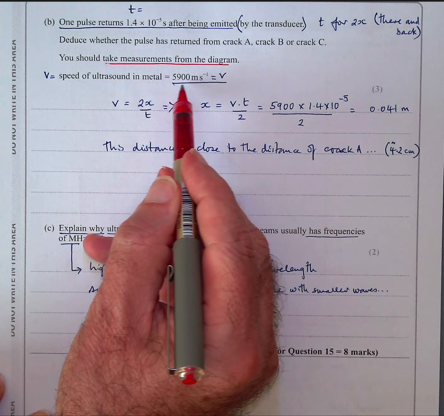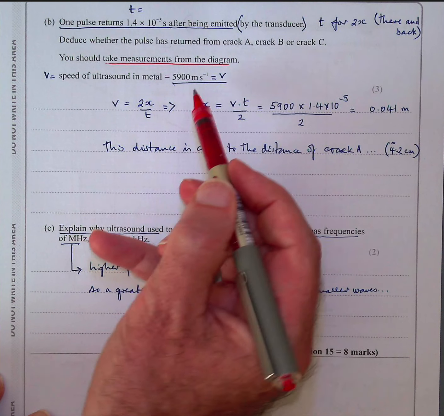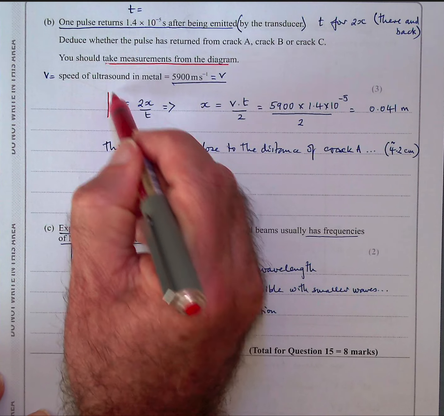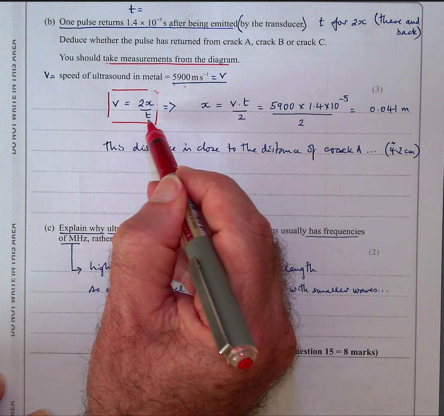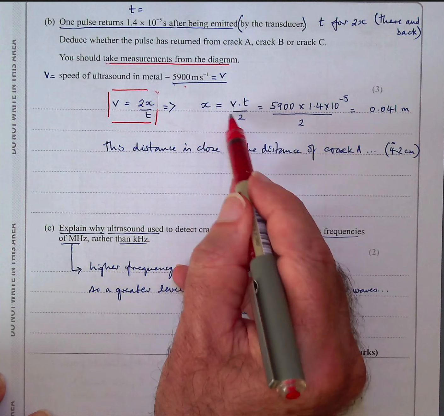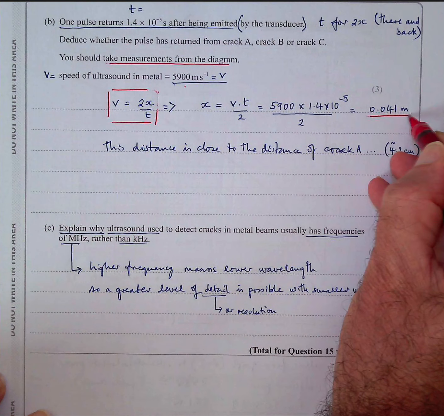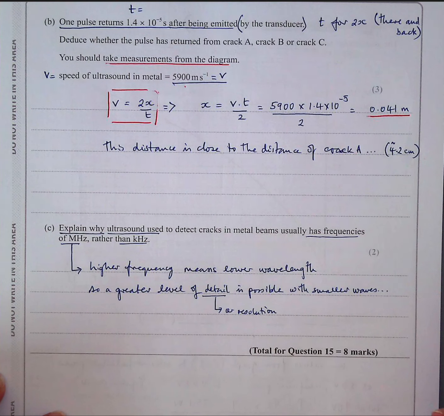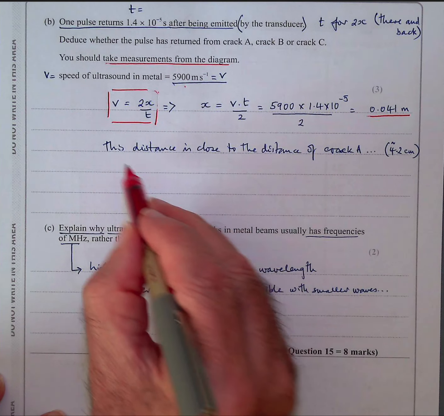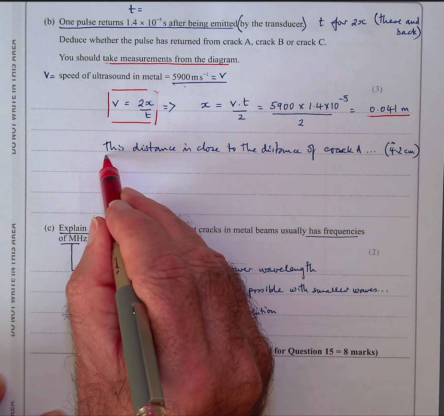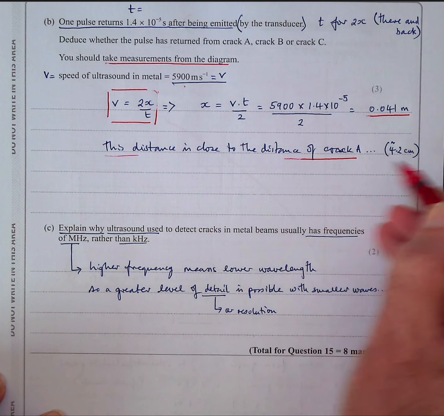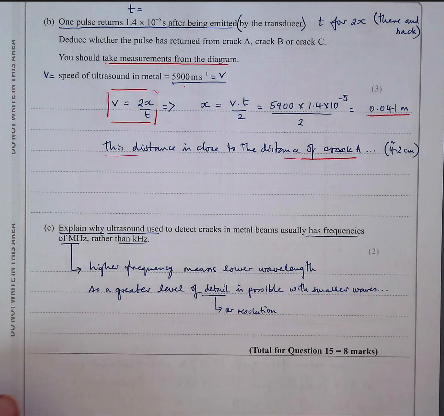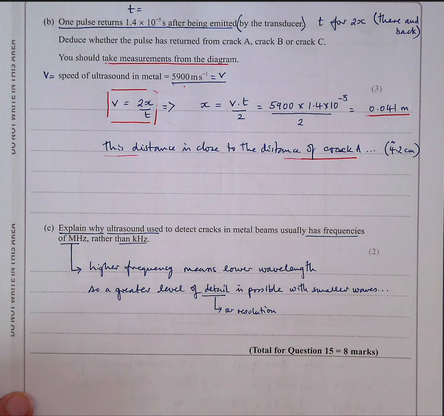The speed is 5,900 meters per second in the metal. The equation is 2x over t, the velocity. So we know the velocity, we know the time. All we've got to do is work out x. You put the numbers in, you get 0.041 meters. And then you measure that on the diagram, and this distance you'll find is closer to crack A. They say it's 4.1 centimeters. I measured it closer to 4.2 centimeters.